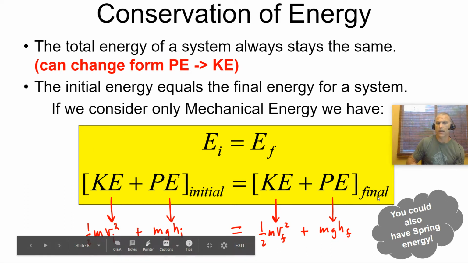And we can write that using an equation as 1 half mv squared plus mgh initial equals 1 half mv final squared plus mgh final. And again, this side is the ending energy of the system. This side is the initial energy of the system. We could add spring energy, but for the first part, we're not going to. So for the problems this week, we don't have it.